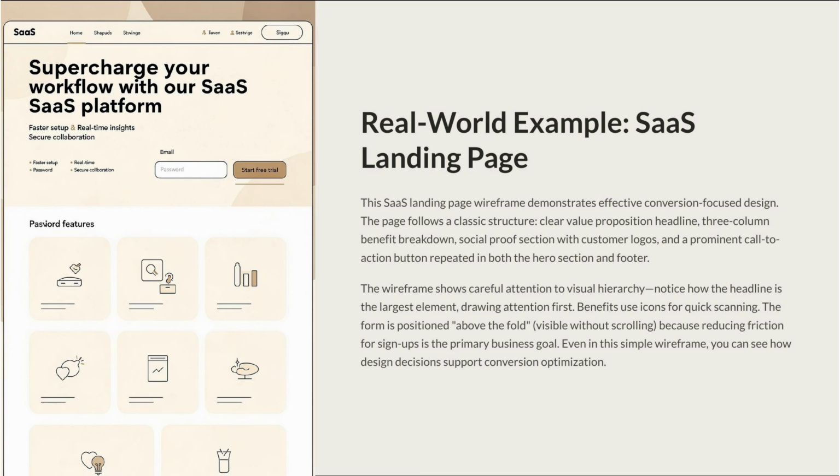This software-as-a-service landing page wireframe exemplifies conversion-focused design. It features a clear value proposition headline, a 3-column benefit breakdown, and social proof with customer logos. The call to action button is strategically placed in the hero section and footer. Visual hierarchy is key, with the headline as the largest element, and benefits are icon-driven for easy scanning.